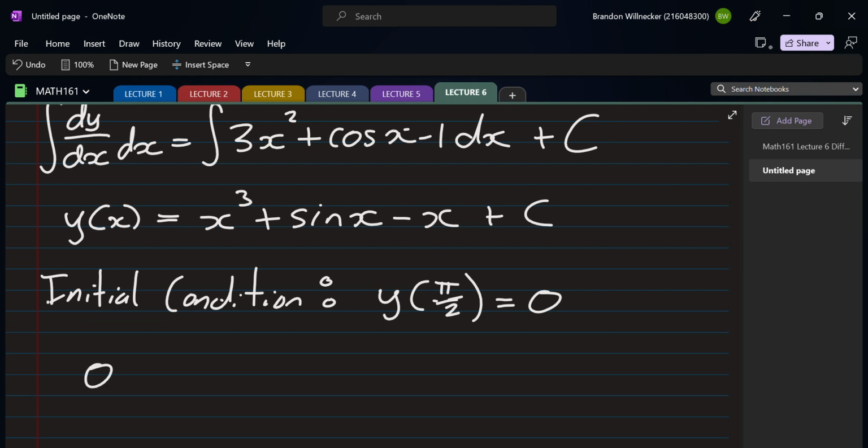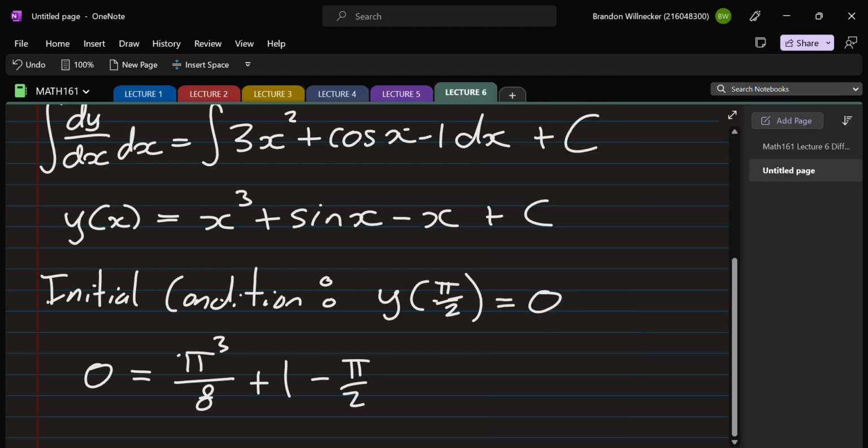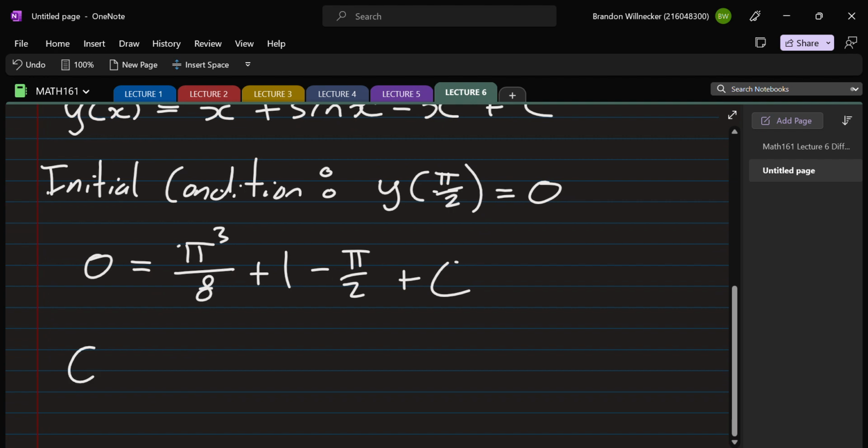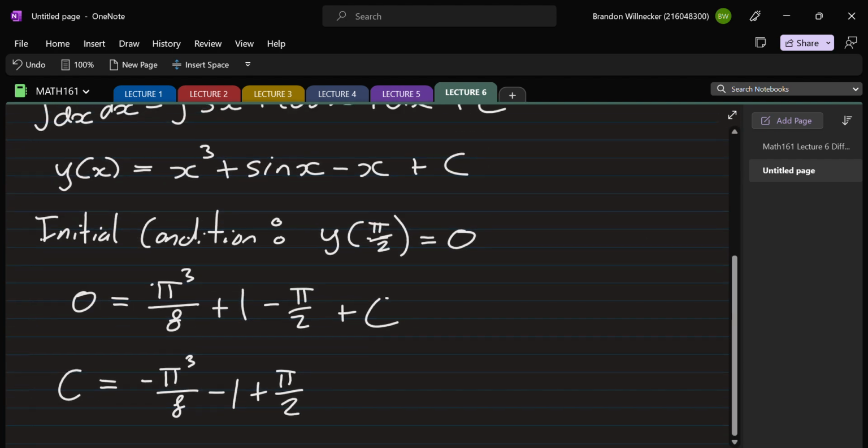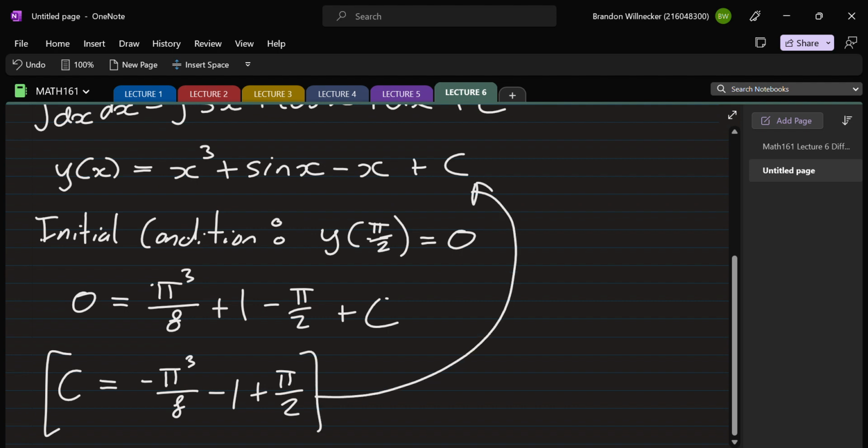So we have y is 0 and x is pi over 2. So we're going to have pi cubed over 8 plus sine of pi over 2, that's 1, minus x, that's going to be pi over 2. Okay, and then our plus c. Then we can just take everything over. So we get c is equal to minus pi cubed over 8 minus 1 plus pi over 2. And this is the value of the constant c. So we can take this value of c, substitute it into our solution that we found, and then that gives us our full solution to the initial value problem.